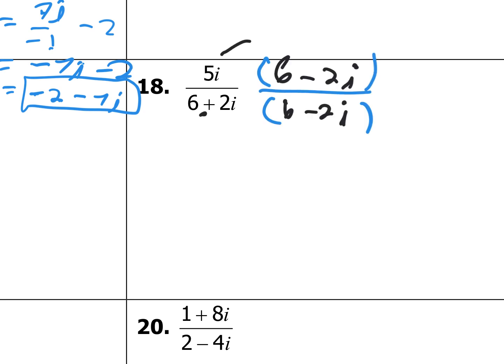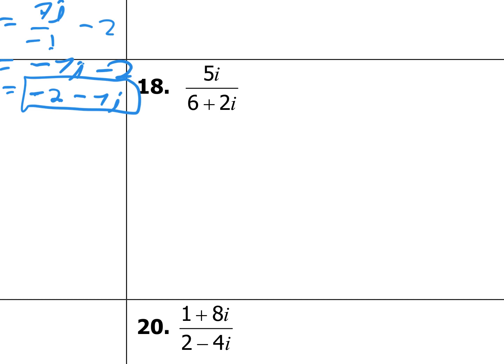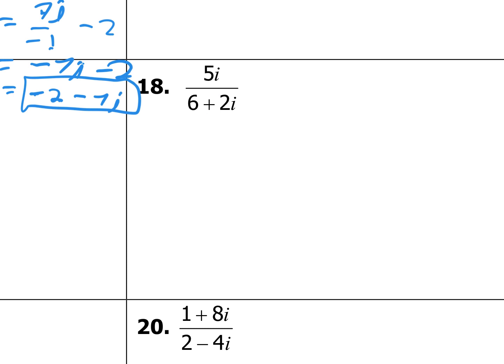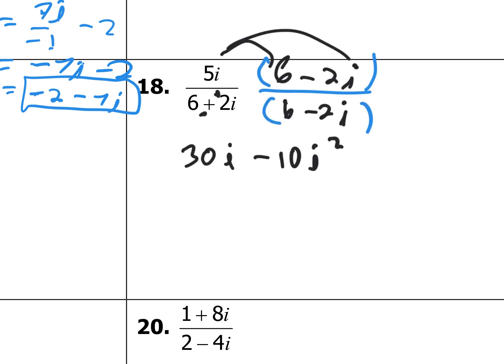So the top one, I'm going to have to distribute that. That gives me 5 times 6 is 30. That's 30 I's. 5I times a negative 2I. I'm going to write it out. So here's what it is. It's a negative 10I squared. I'll simplify that in a minute.